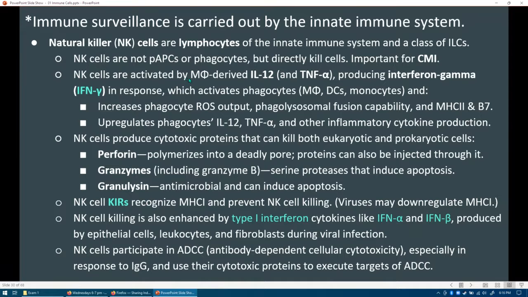So natural killer cells are activated by macrophage-derived IL-12 and tumor necrosis factor to a lesser extent. So macrophages activated by pathogens make a lot of IL-12 and they make a lot of tumor necrosis factor.